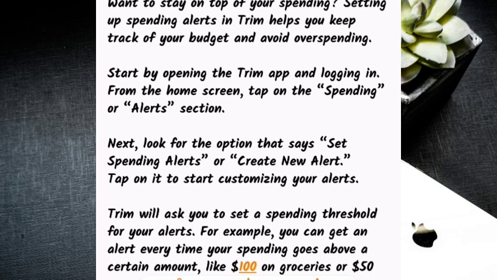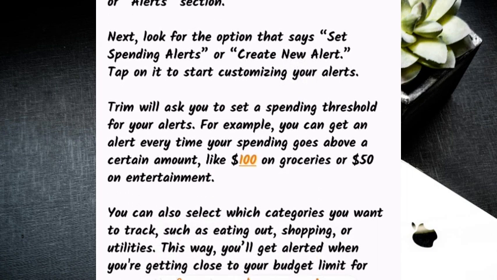Trim will ask you to set a spending threshold for your alerts. For example, you can set an alert every time your spending goes above a certain amount, like $100 on groceries or $50 on entertainment. Once it goes beyond that set limit, you're going to receive an alert.